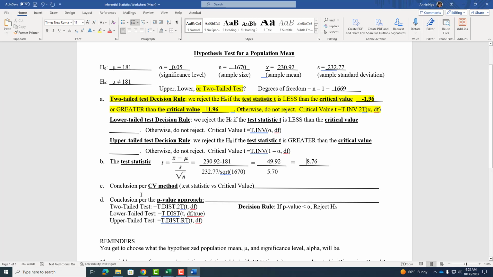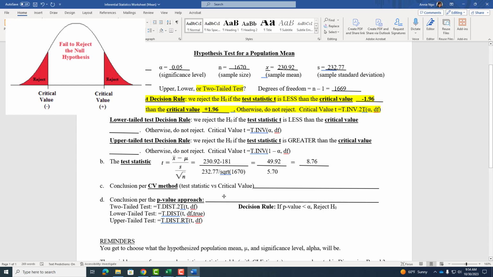We have to do our conclusions based on two methods, and they are going to match each other. If they don't match, you know you've made a mistake. So let's do my conclusion per the critical value method. Imagine I've got my lovely bell-shaped curve, and I have my critical values on either side, the negative on the left and the positive on the right, and I need to compare. Where does 8.76 fall on that curve?